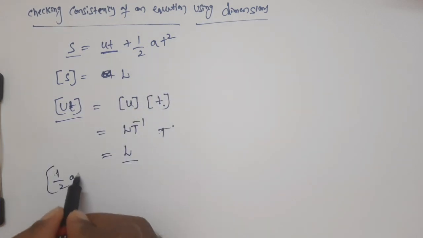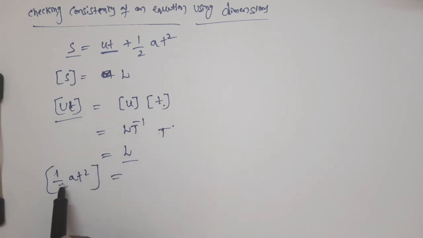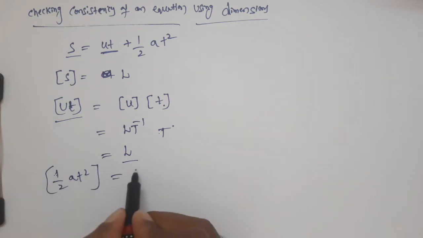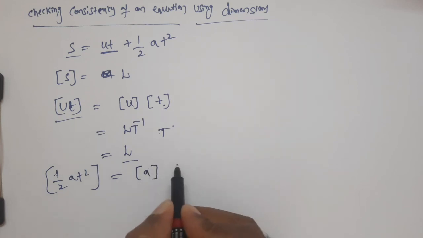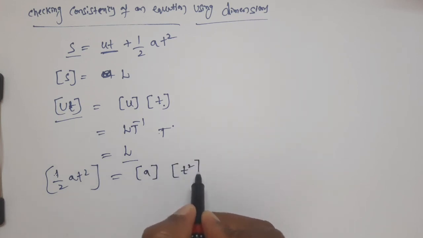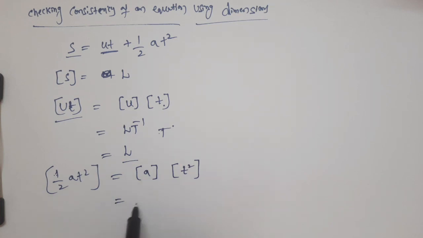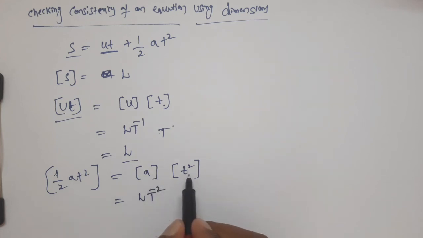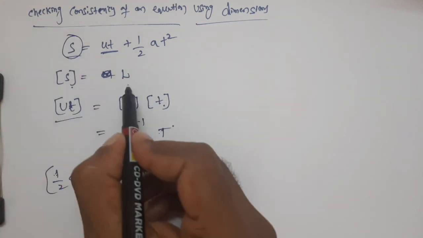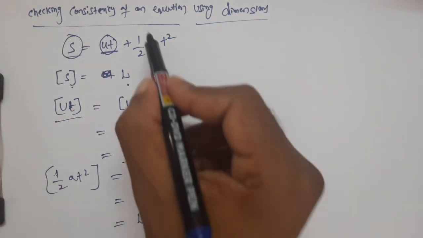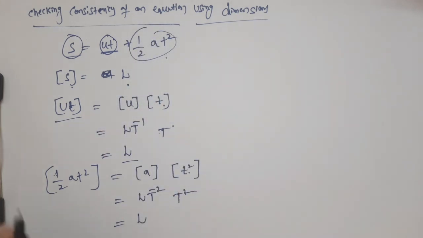Now of half at square, let us check the dimension of at square. Half is a constant, right? Does it have any dimension? It's a pure number. So take the dimension of a and the dimension of t square. What is the dimension of a? Acceleration, L t power minus 2. And t square gives T power 2. T power 2 times t power minus 2, so what do we get? L. So the dimension of S is L, the dimension of ut is L, and the dimension of half at square is also L. That means LHS is equal to RHS, so this equation is correct.